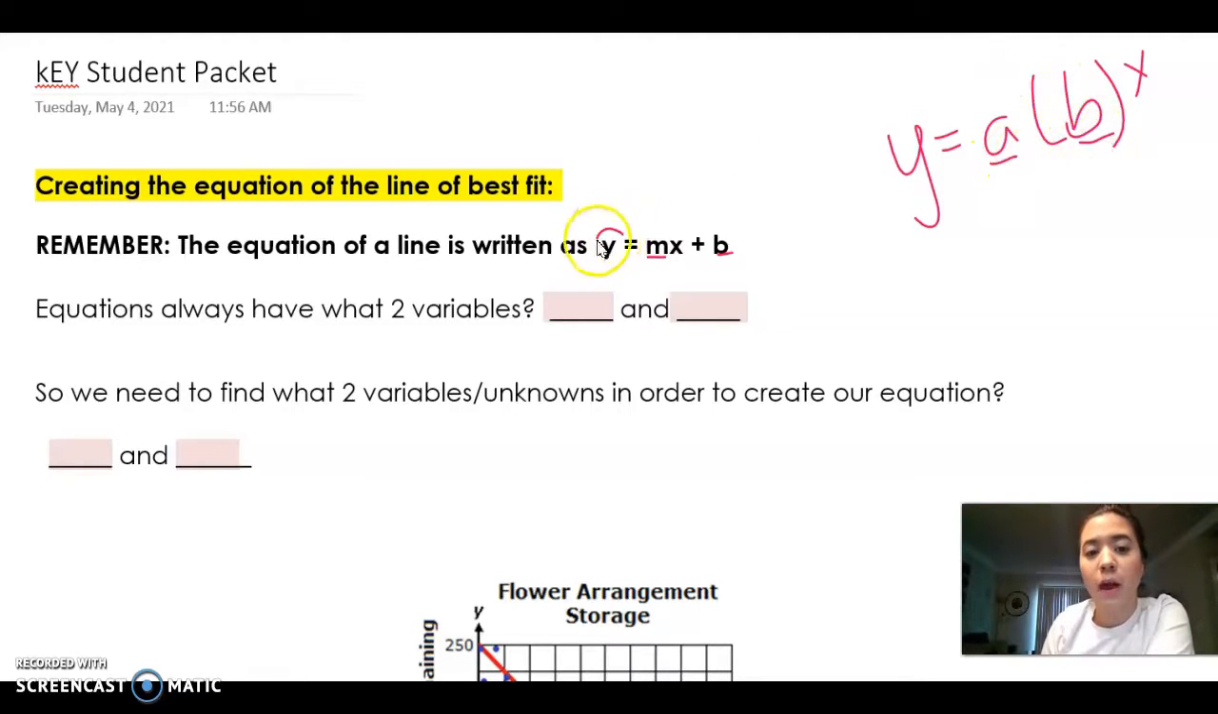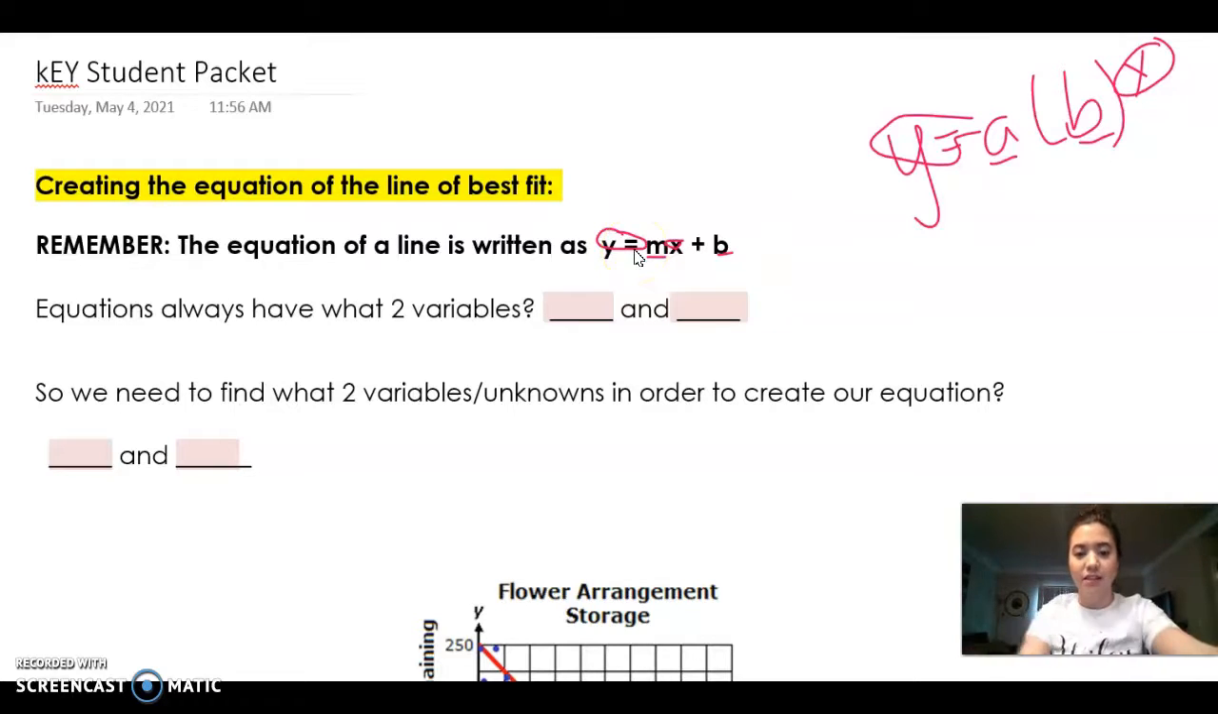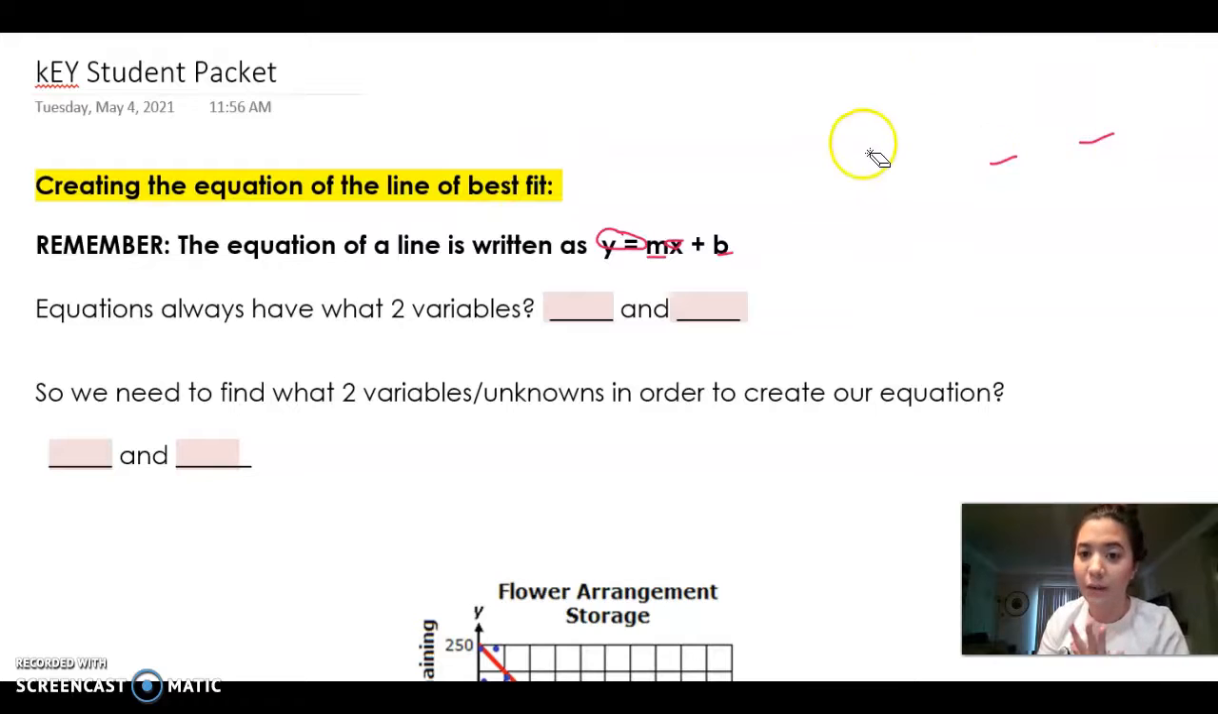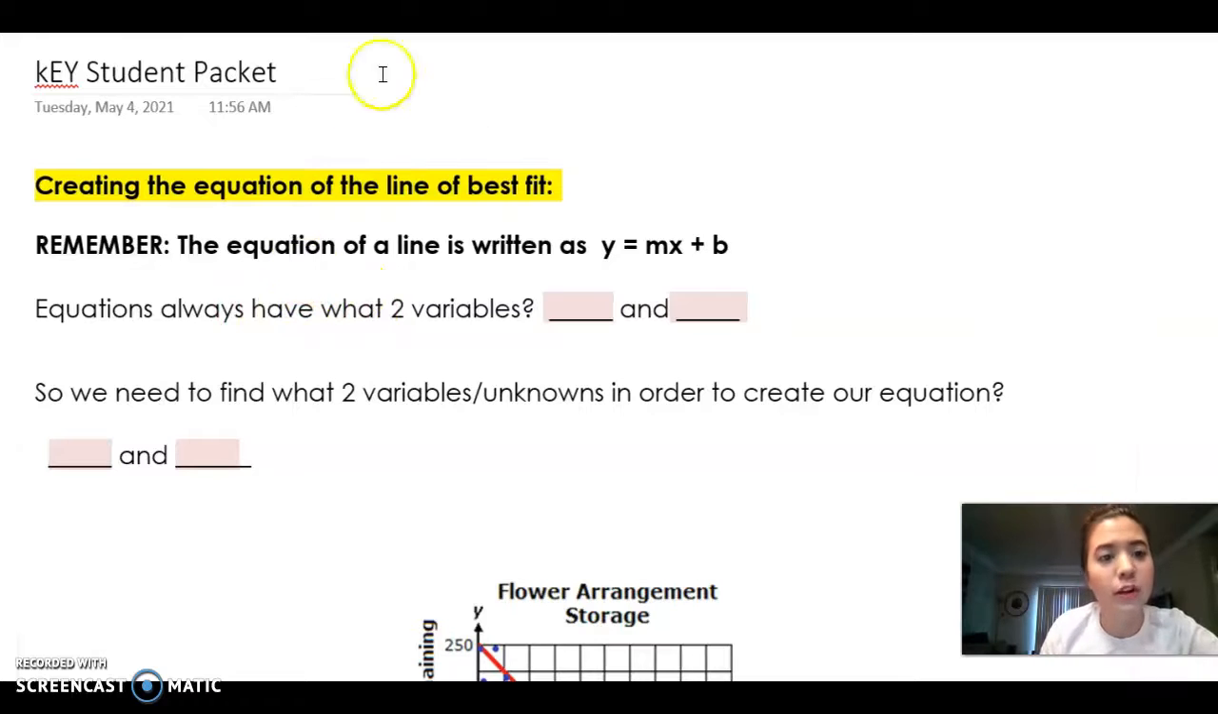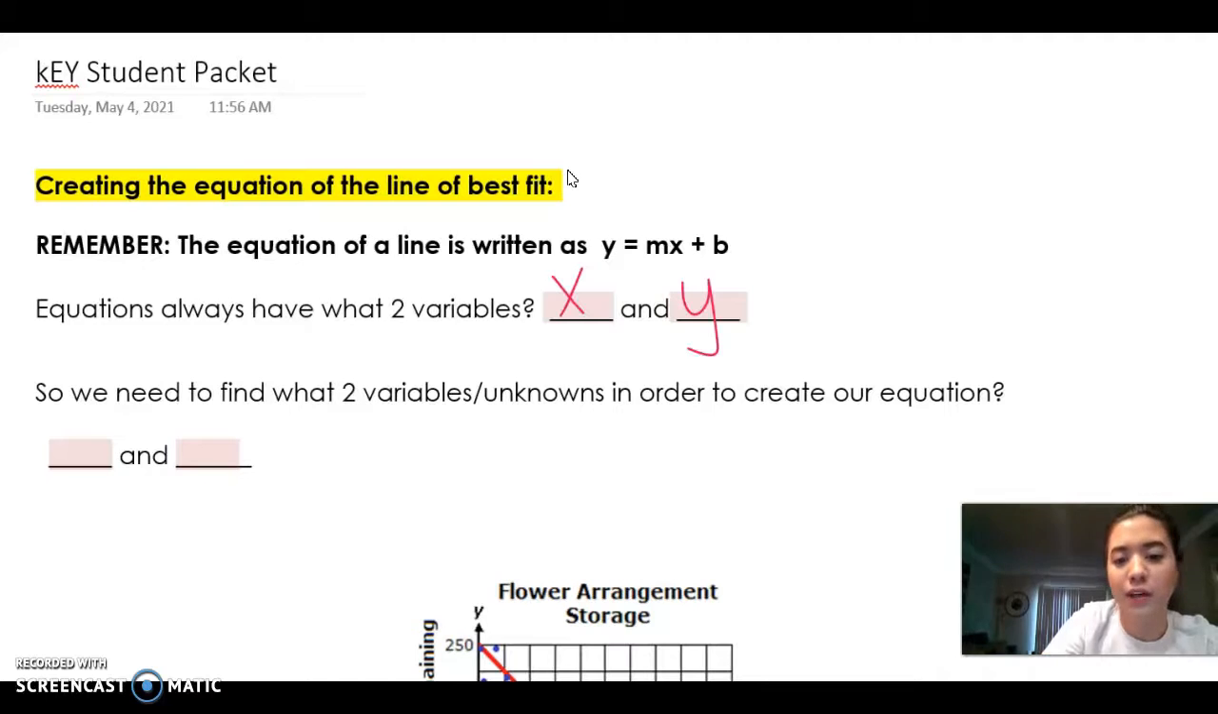Notice how both of them have a y, an equal sign, and an x. Very important thing to remember. Anytime we have an equation, we need to have an x and a y, the x representing something that we put in, and the y representing the thing that we get out. Every equation has a y equals and an x. In equations, we always have what 2 variables? We always have an x and a y, an in and an out.